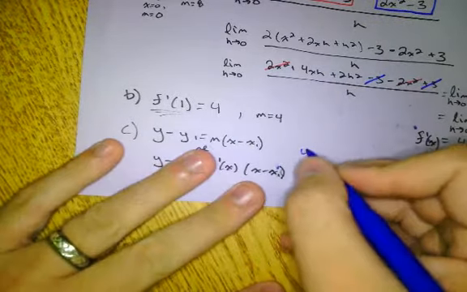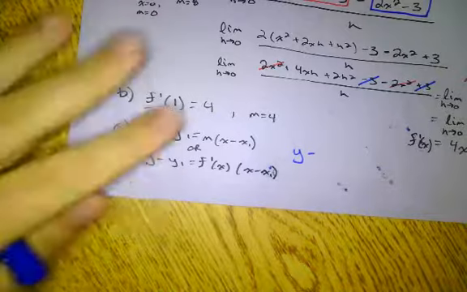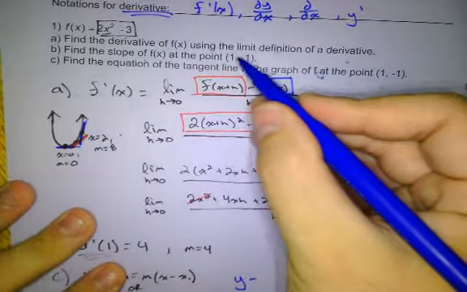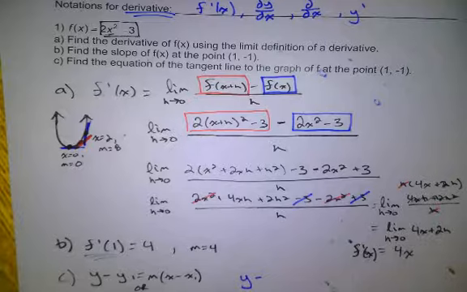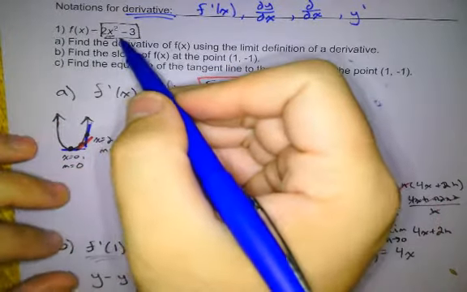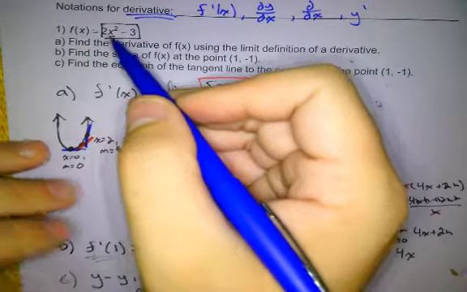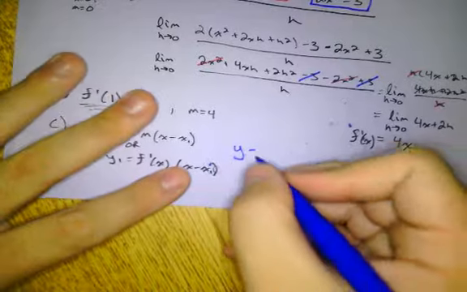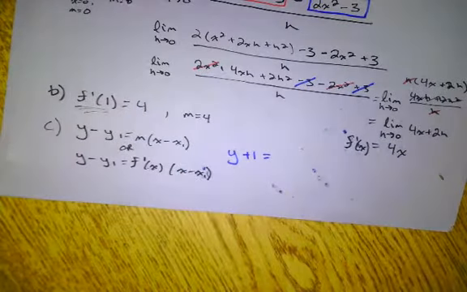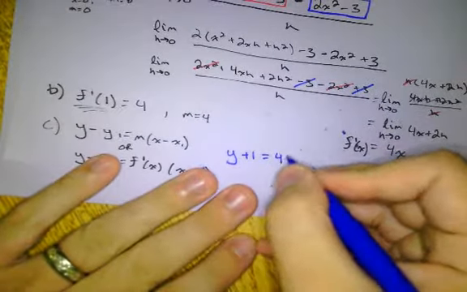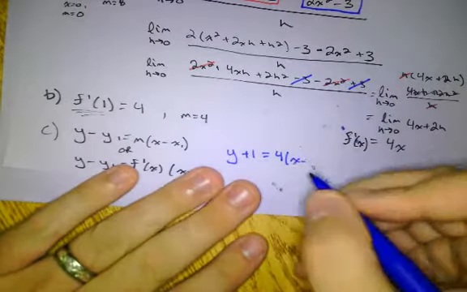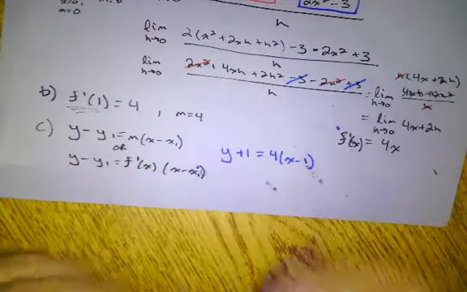So, y minus, what's my y1? It's right up here. That was nice of them to give it to us, by the way. If they didn't give us the y value, what would we do? Plug it into the original? So this is y minus, well, plus 1 equals, what was my slope? 4x minus 1.